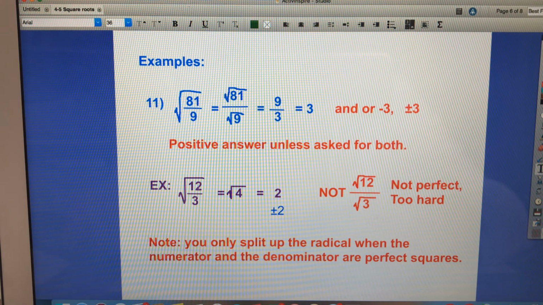12 and 3 are not perfect squares. I solve what's inside the radical first. Square root of 4 equals plus or minus 2. I am not going to pull it apart because that would be way too difficult. You only split up the radical when the numerator and the denominator are perfect squares like number 11 above.